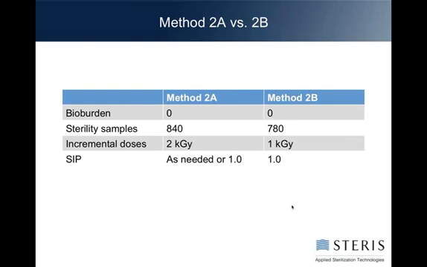If you look at the 2 forms of method 2, they use no bioburden samples to set the dose, but you have to have available sterility samples as high as 840 to do 2A, and 780 to do 2B. The difference is the increments of the doses you'll be testing. In 2A, you're doing it in 2 kilogray steps, so 2, 4, 6, 8, 10, work your way up. And 2B, 1, 2, 3, 4, 5, 6, 7, 8. With 2B, you cannot use a SIP. You would always have to test the entire product, but with 2A, you could potentially use a SIP.